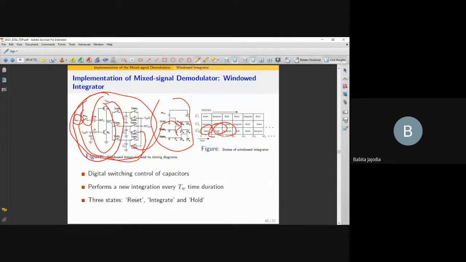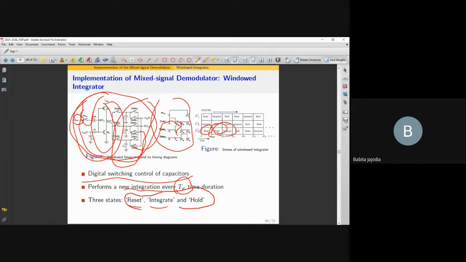So instead of doing this, we have replicated this part into three states, and each one is working at a different part, right? So digital switching control of the capacitance has been taken, and basically we are performing the integration every TW. And what are the three states?